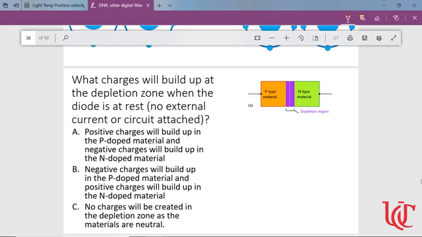What's going to happen with charges in that zone? So where that n-doped and p-doped are very close to each other. Do we think A, our positive charges will build up in the p-doped material, negative charges will build up in the n-doped material? Or B, negative charges will build up in the p-doped material, positive charges will build up in the n-doped material? Or C, no charges will be created in the depletion zone as the materials are neutral? Talk to your neighbor, see what you think.